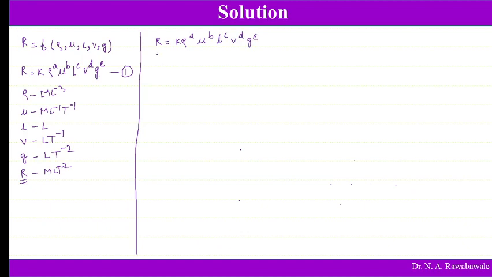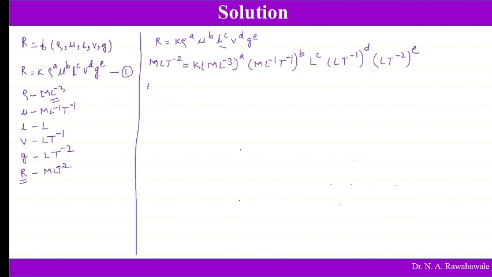Now, dimensions for R is nothing but M L T to the power of minus 2, which is equal to K. Then rho has dimension M L to the power of minus 3, to the power of A, into mu. Mu is M L to the power of minus 1 T to the power of minus 1, to the power of B. Then this is for mu. Then this is for L. L is nothing but L to the power of C. Then V is nothing but L T to the power of minus 1, to the power of D. And acceleration due to gravity is L T to the power of minus 2, to the power of E.